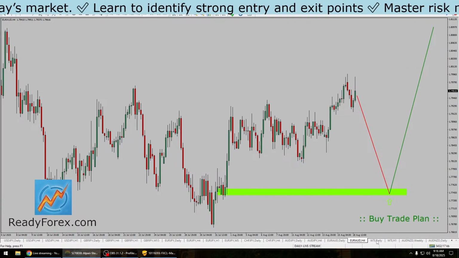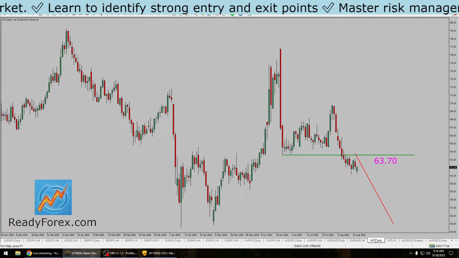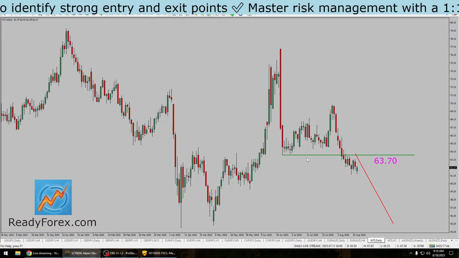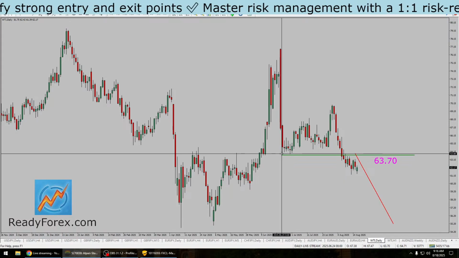Next one is the WTI crude oil. Crude oil trend is down, and I expect further weakness. This is what I keep talking about the crude oil.